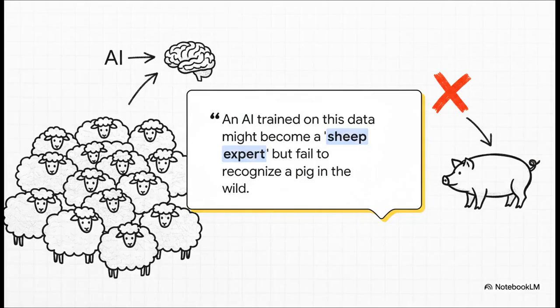Wow. So why does this matter so much? Why is this such a big deal? Well, think about it. An AI learns from what you show it. If you feed it a diet that's almost all sheep, it's going to become an absolute expert on sheep. But when it sees a pig out in the wild, it might have no idea what it's looking at because it's barely seen any. This isn't just a small issue. It's a critical flaw in our evidence.